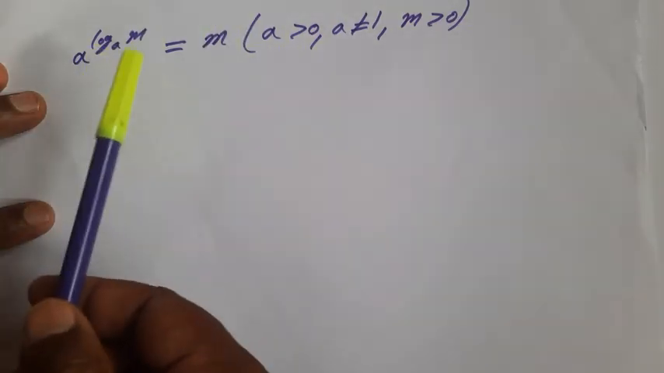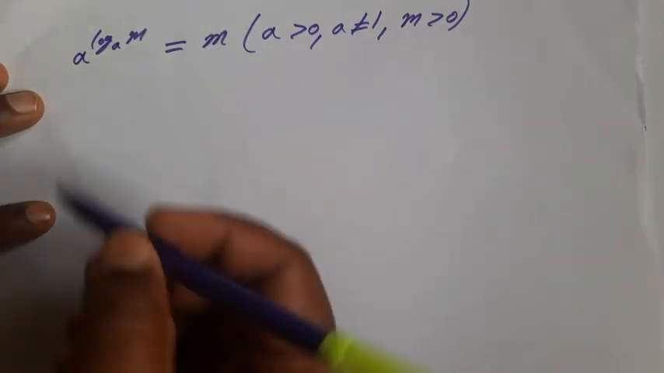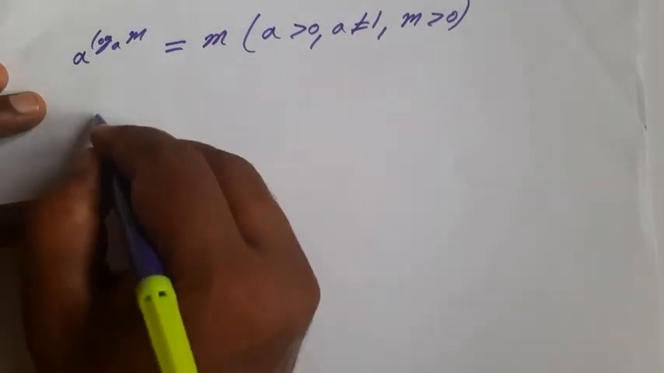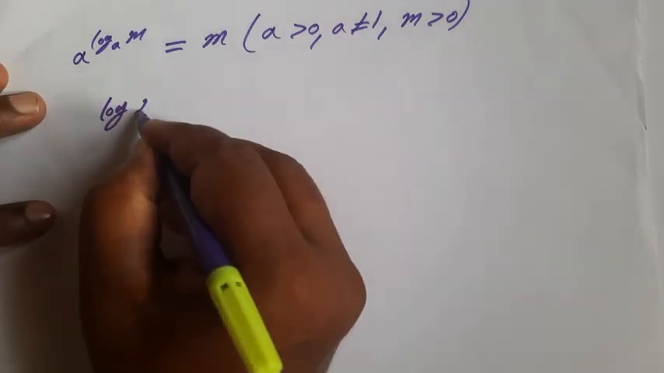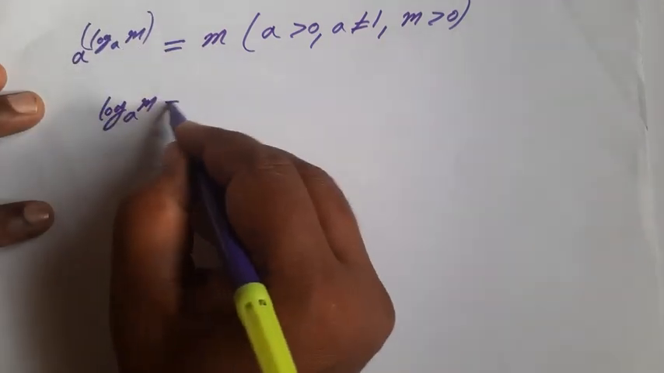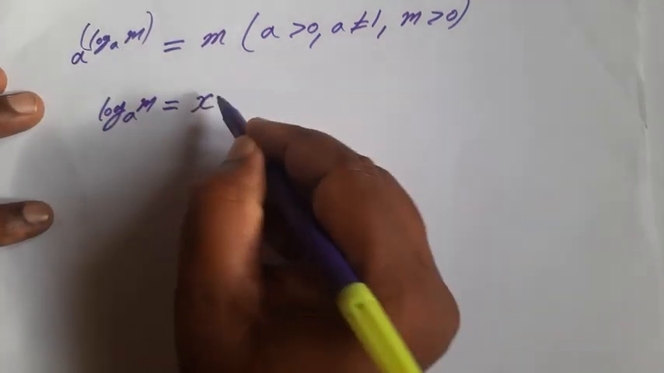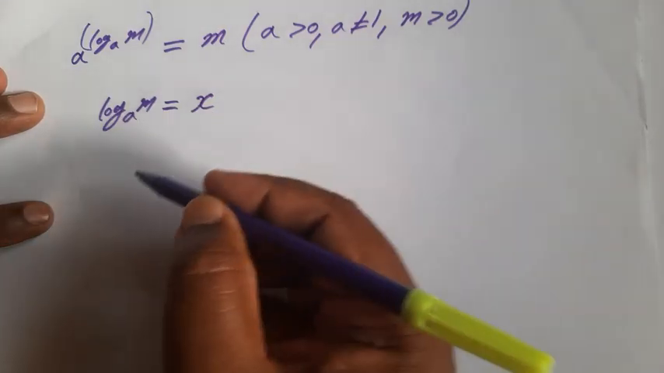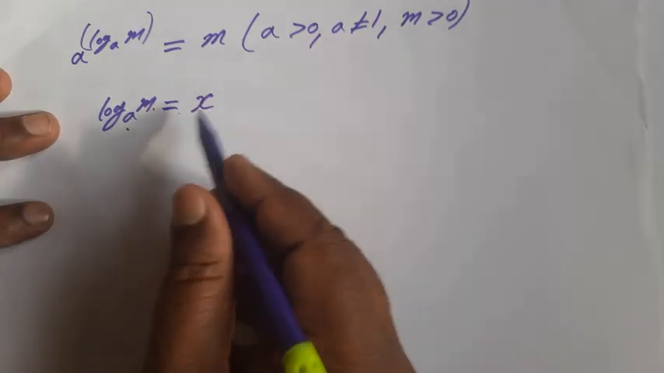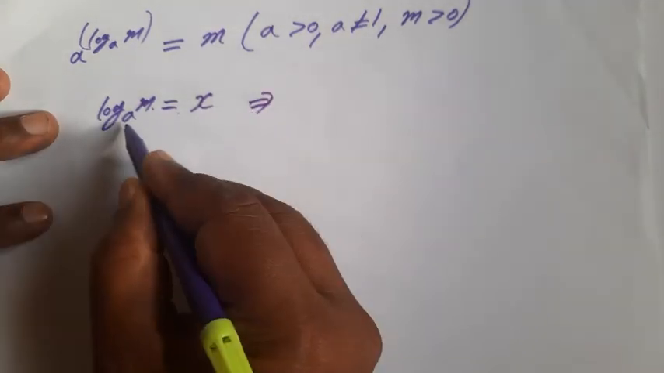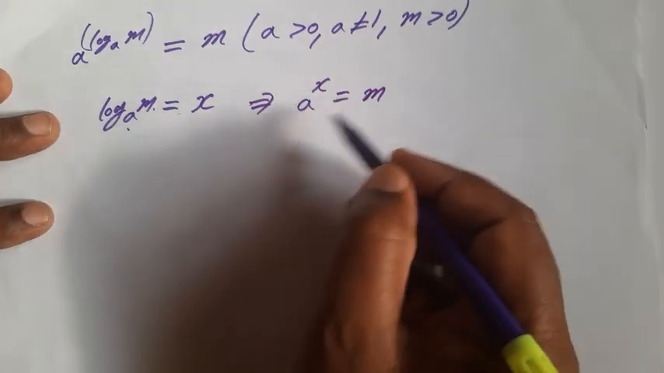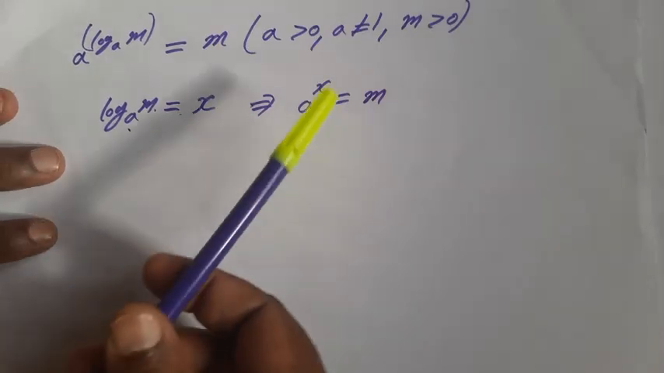So this rule passes. So we will prove how it is. Now say a to the power of log m base a. Say log m base a equals x. You can take it like that. Okay. So you know, right? Based on logarithm, log m base a equals x. What does it tell? Yes, a to the power of x equals m. Got it, right? This is the logarithm.